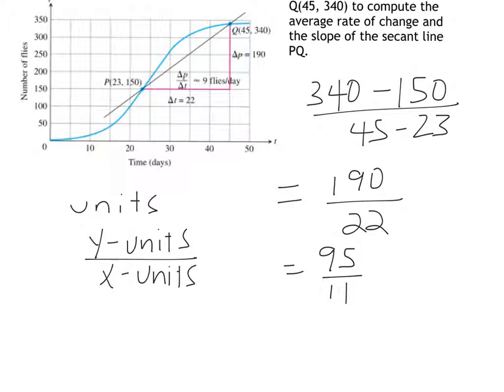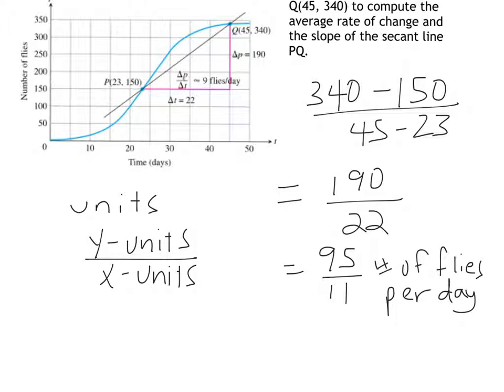So here, it's number of flies per day, because those are the two units. Number of flies on the y-axis, and days on the x-axis. So we have number of flies per day. So whatever 95 over 11 is, pretty close to 9, about 9 flies per day. That's how you would answer that question, just average rate of change.